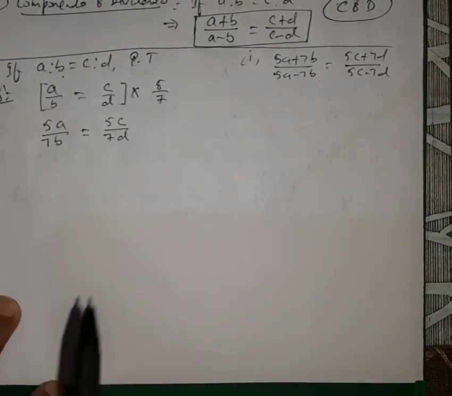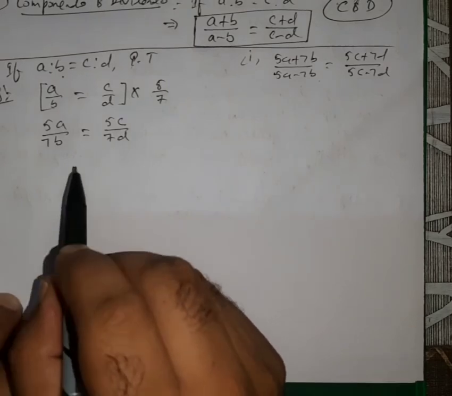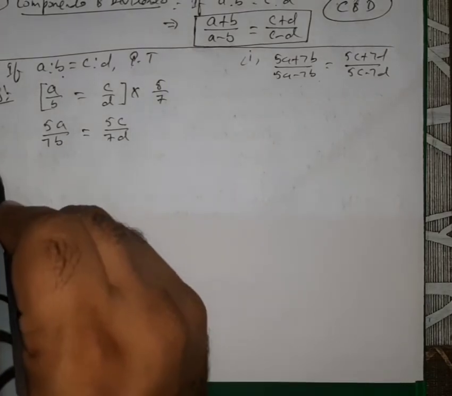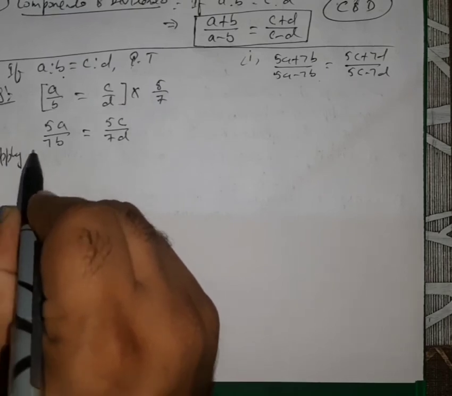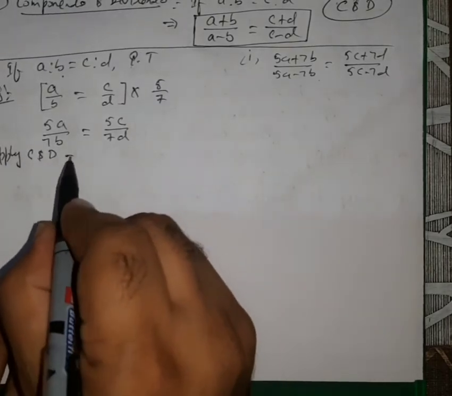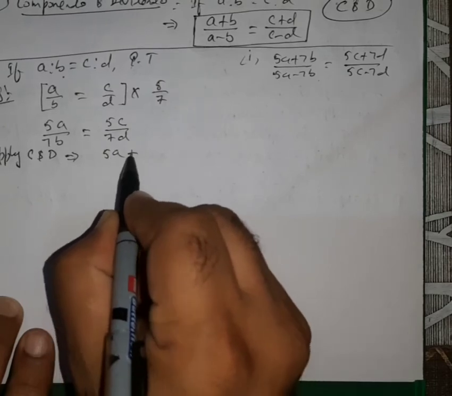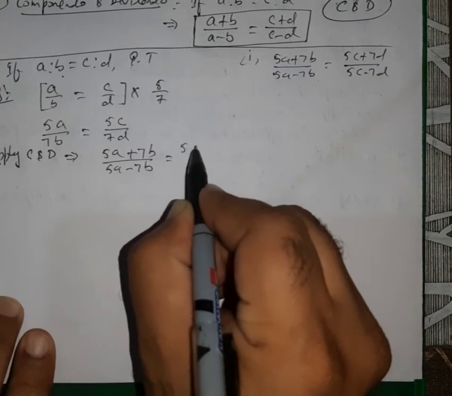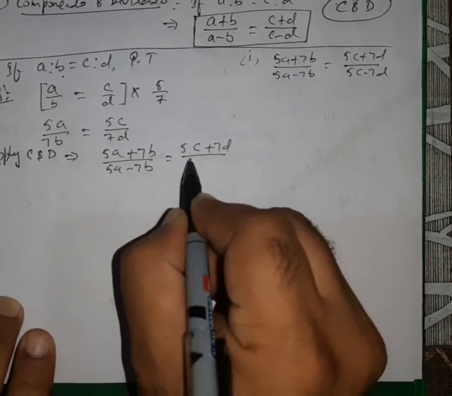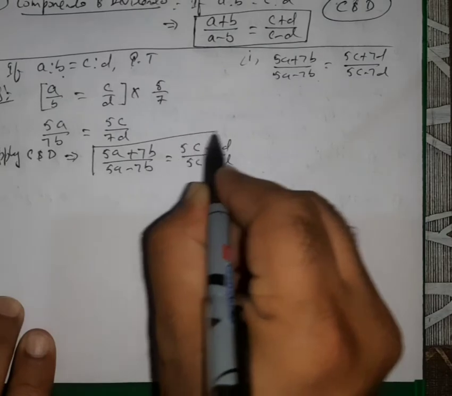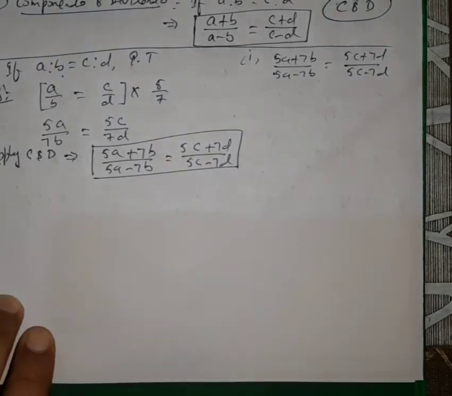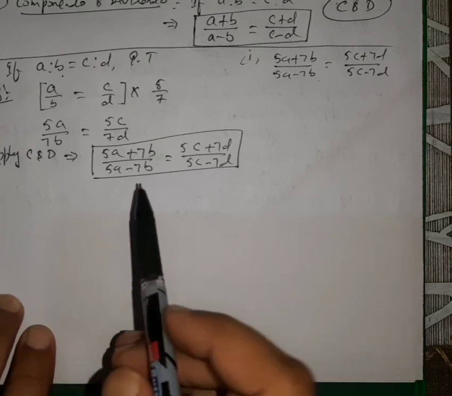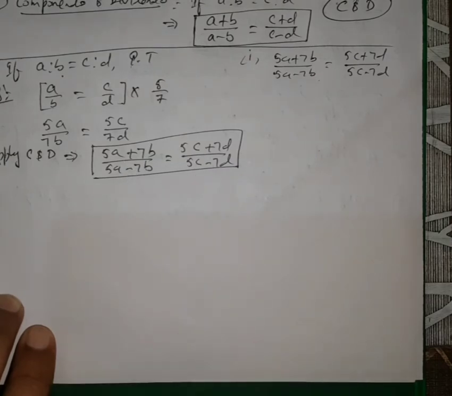Now I will apply C and D. So please remember we have to apply the things on both the sides. So means now I am applying componendo and dividendo. So this will give me 5A plus 7B over 5A minus 7B equal to 5C plus 7D over 5C minus 7D. So this is the way to use this. So means here most of the times the coefficient on both the sides will be similar to each other.